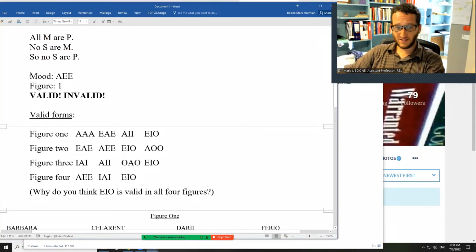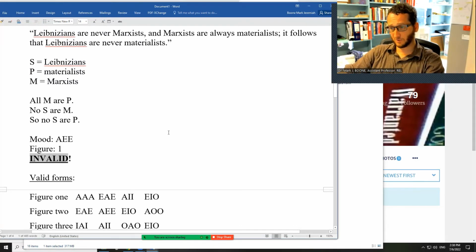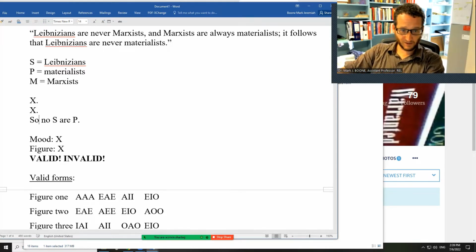So now, is AEE figure 1 a valid syllogism form? Nope. It's invalid. And that's it. That's how you test a categorical syllogism for validity. And again, once you get this far, knowing how to put it into standard form, knowing what mood and figure are, the rest is very simple, not very time consuming. If I don't beat around the bush much, I should be able to type up another one in very little time.